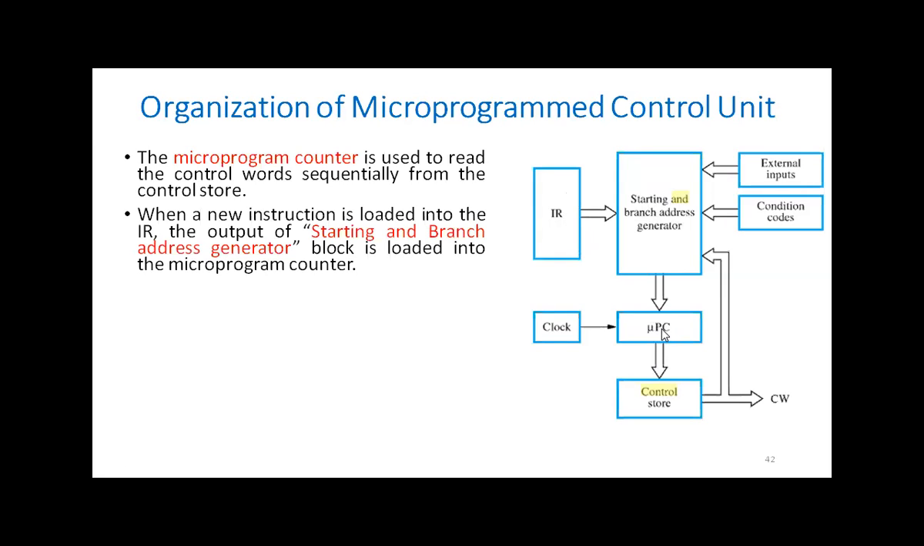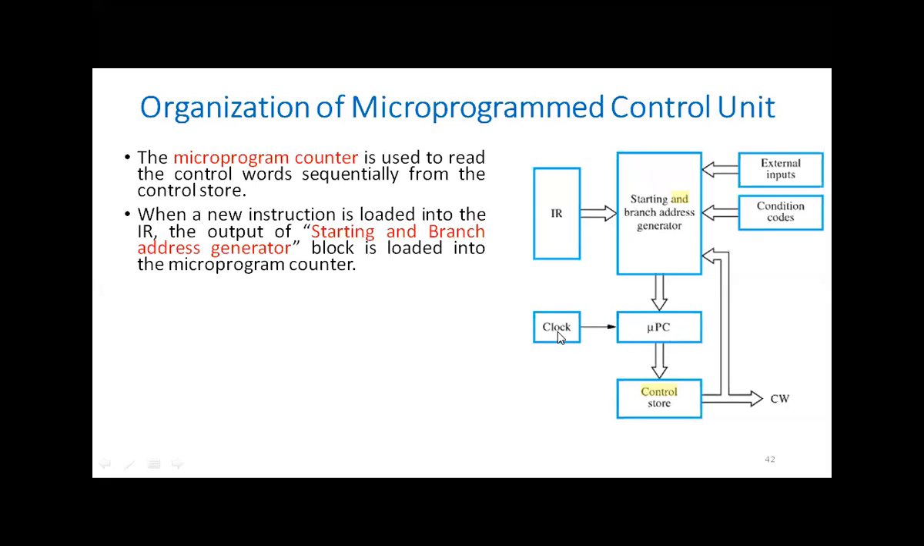See, in normal computer organization, we know that there is a program counter that gives the address of the instruction. But here we are using a micro program counter because I told you that there are some micro instructions used here, and these micro instructions are used to generate the control signals. So this micro program counter gives the address of the next micro instruction. Okay, so the next micro instruction address is generated here, and that is loaded here into this micro program counter.